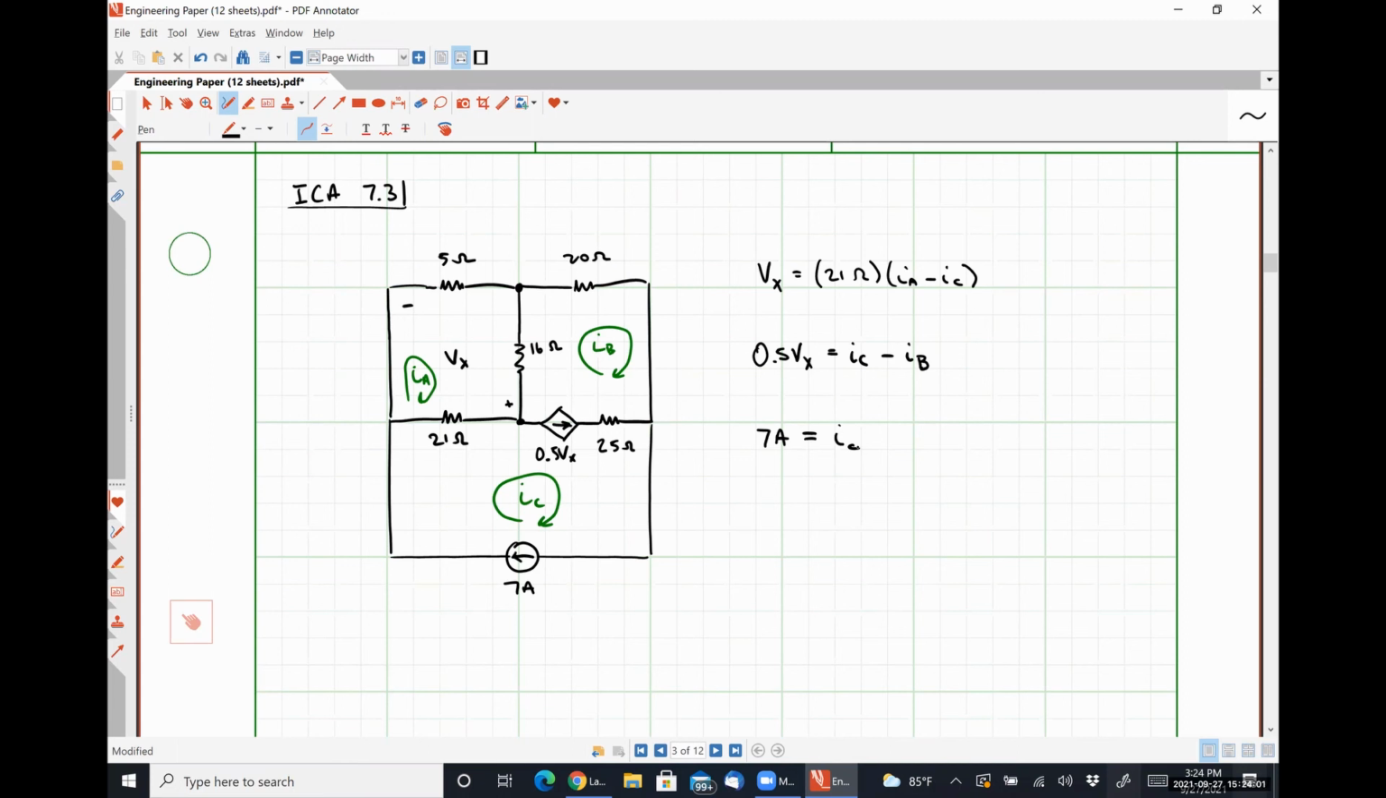So that comes from this current source right here. Right? It's a current source because there's an arrow. The current IC is flowing in the same direction as the current source. Current IB is flowing in the opposite direction, which is why we get 0.5 Vx, the current being supplied by the source, is equal to IC, the current flowing in the same direction, minus IB, the current flowing in the opposite direction. We effectively did the exact same thing for the 7 amp source, except that there's no current flowing in the opposite direction because it's on the edge.